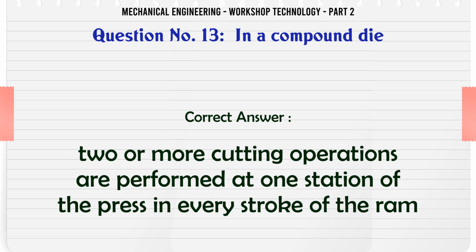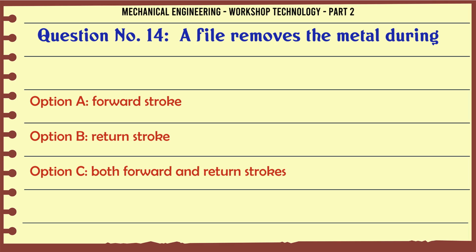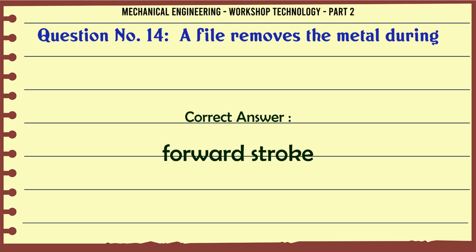A file removes the metal during A. Forward stroke, B. Return stroke, C. Both forward and return strokes, D. None of these. The correct answer is forward stroke.